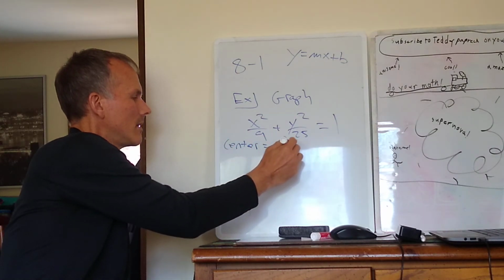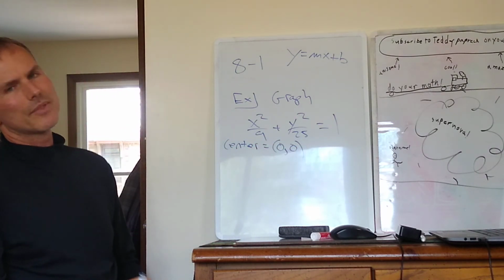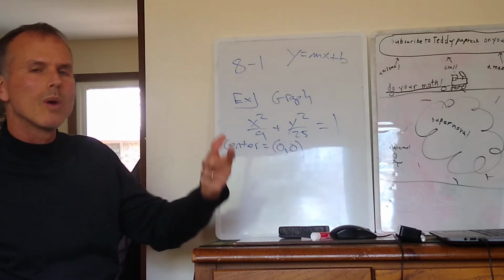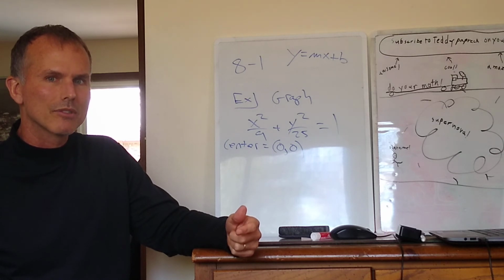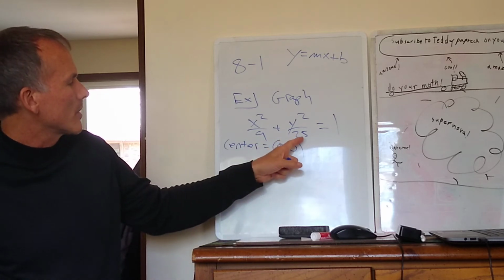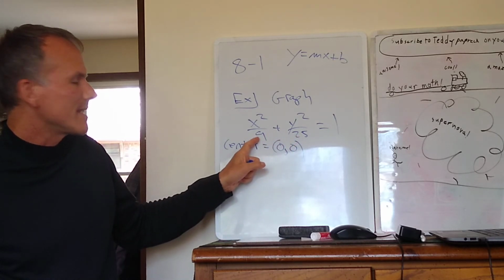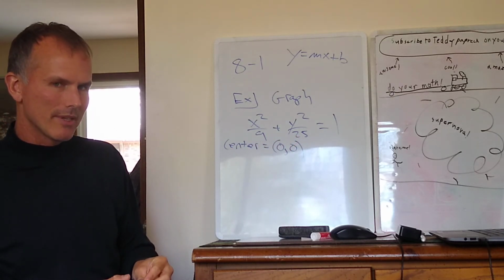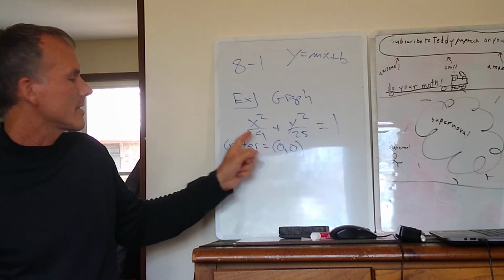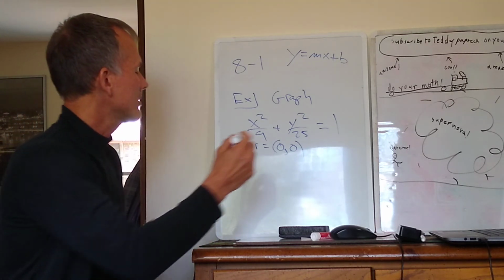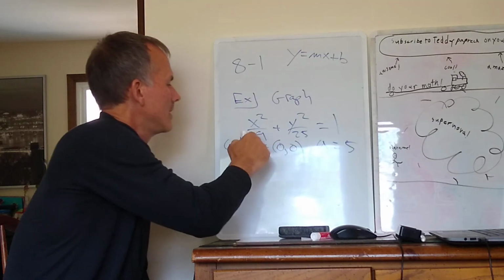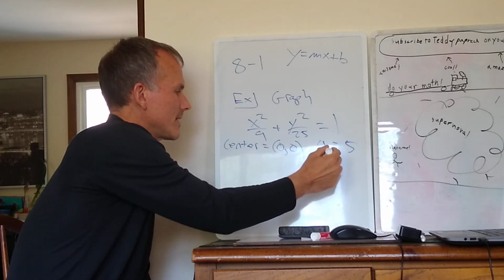All right, now, as far as a and b go, you notice that this time the denominator in the y term is larger, so this is going to have a vertical major axis. And we still call that a squared and that b squared. With an ellipse, we always call the larger denominator a squared and the smaller denominator b squared. So I'm going to write a squared is 25, so a is 5. b squared then is 9, so b is 3.